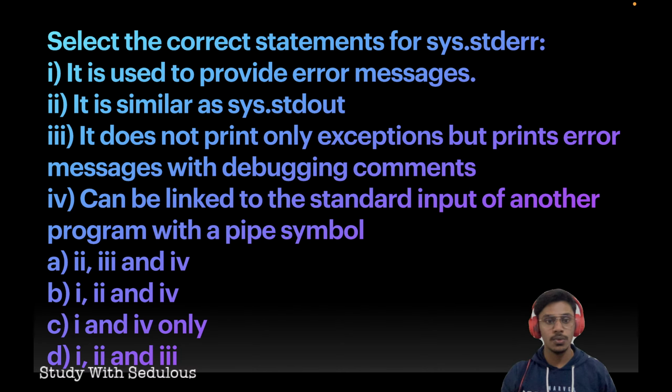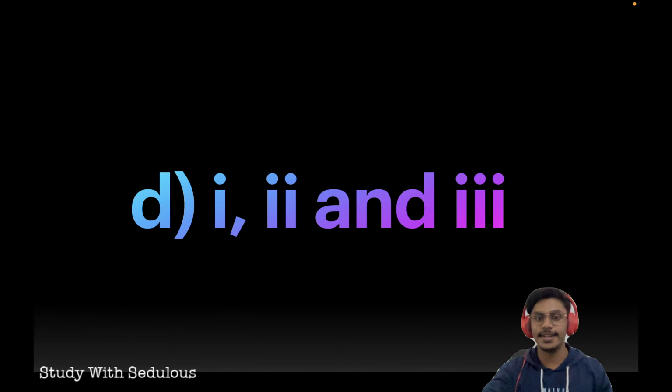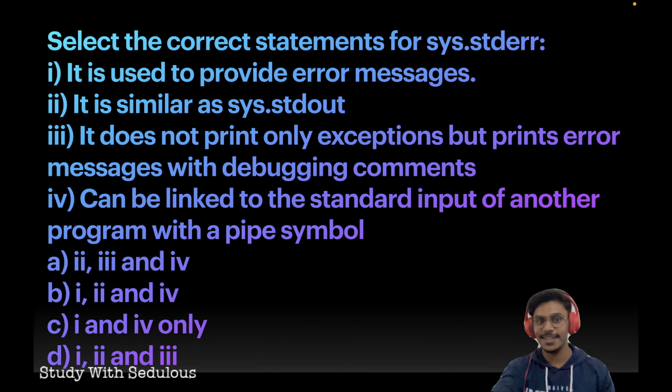Okay, so we have options 1, 2 and 4. No, we know 1 and 3, right? 1 and 3 is right. So option D is there, 1, 2, 3. No other option has 1 and 3, right? Yes, only option D. So it should be option D. Let's see, is it? It is. Okay, fine. It is the right answer. So system.stderr is similar to sys.stdout. I knew it was error messages, but I didn't know it was similar to sys.stdout.